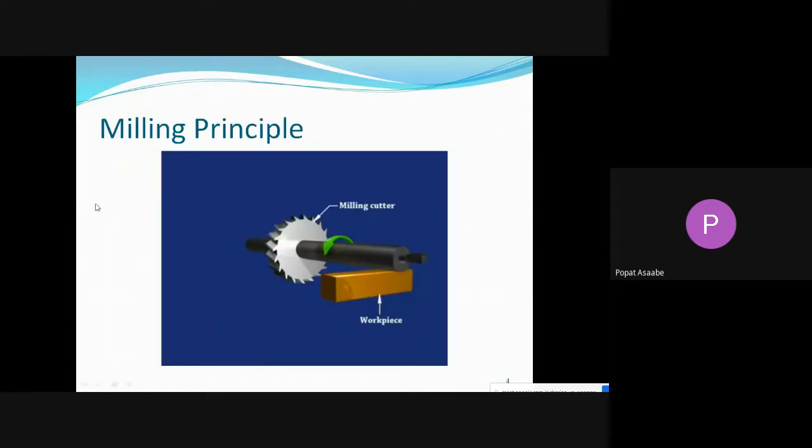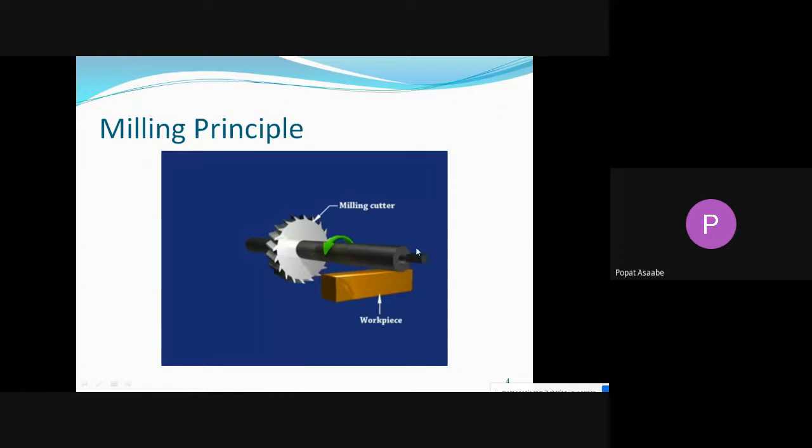Simple principle of milling machine. On which principle does your milling machine work? Simple, see here, there is one arbor, and on that arbor your milling cutter is mounted. That arbor is fixed into the hollow spindle, and that spindle is rotated by the electrical motor.